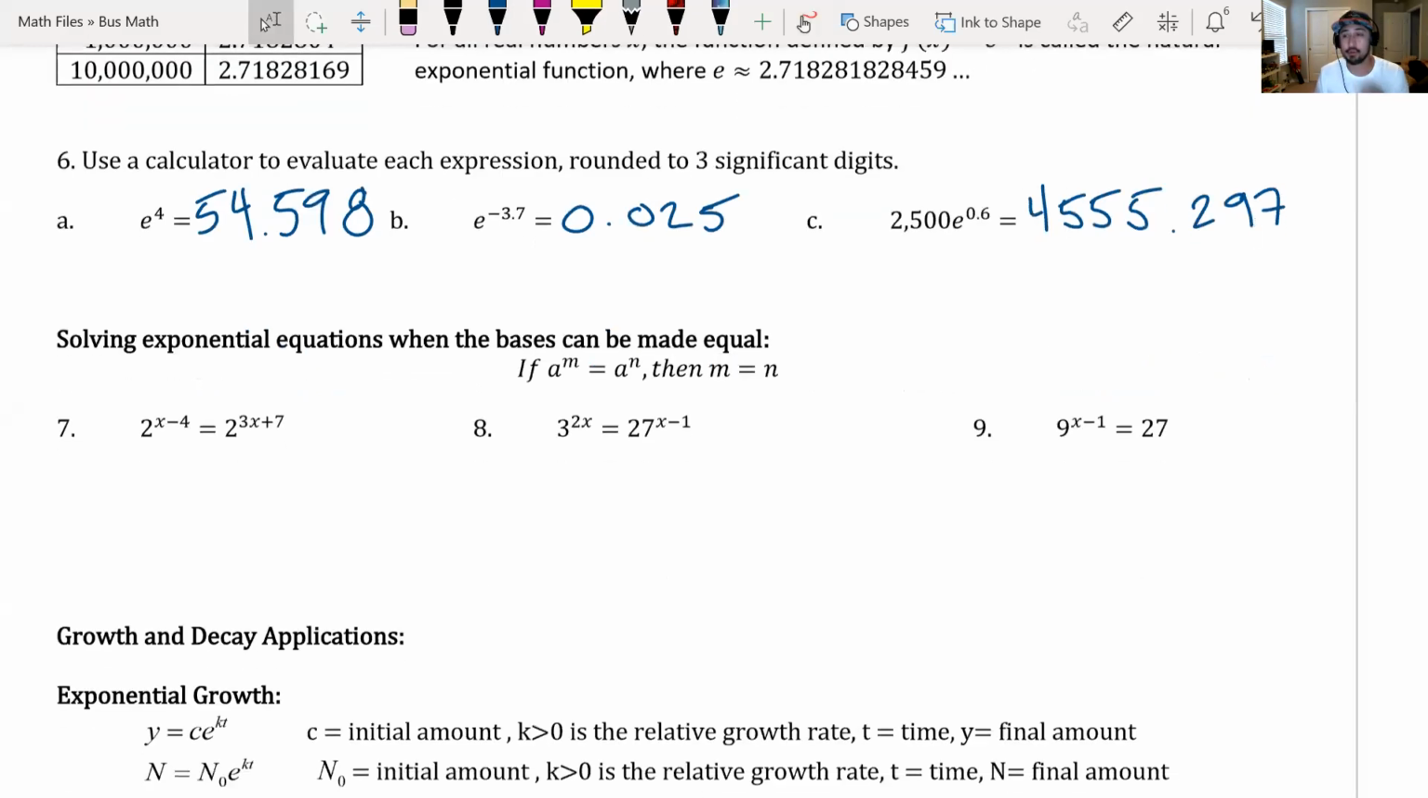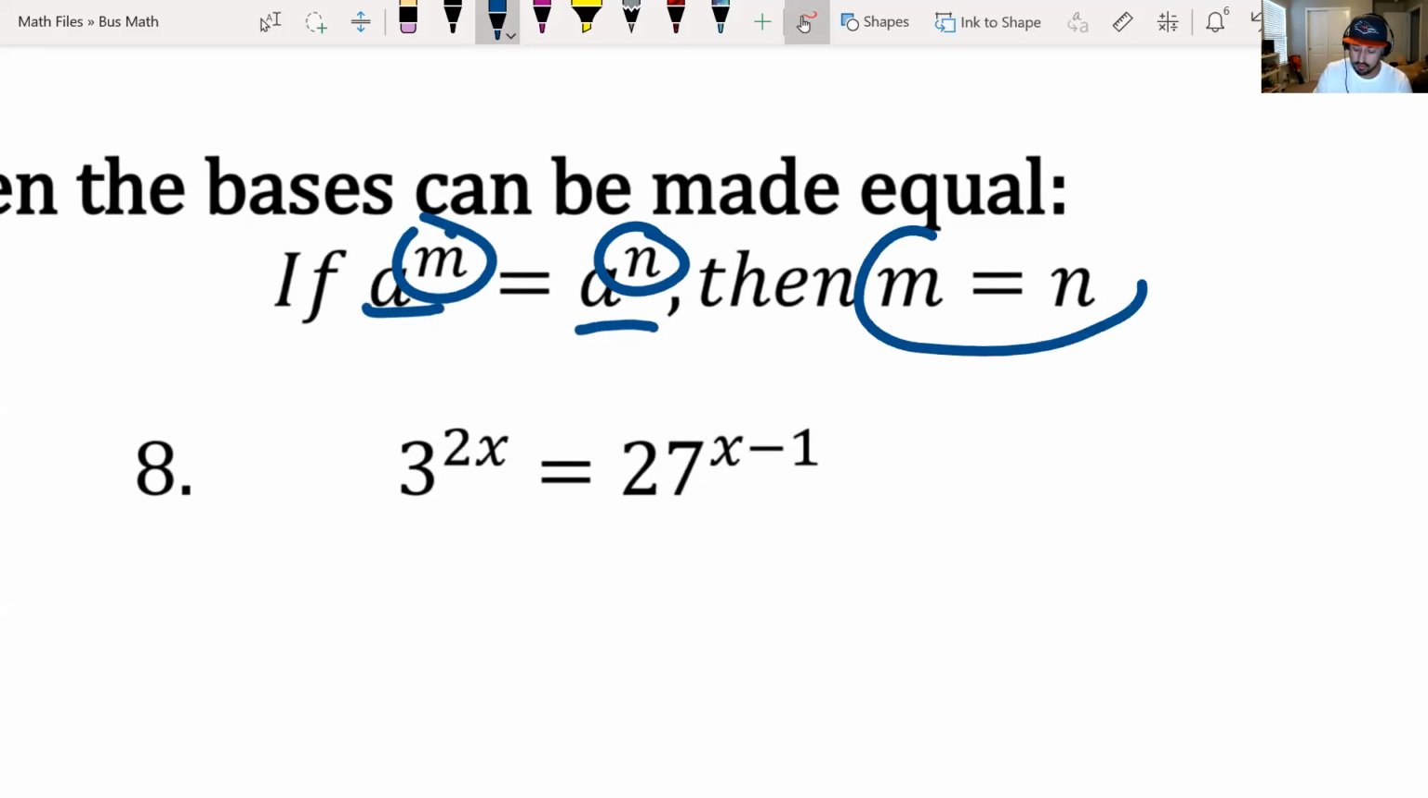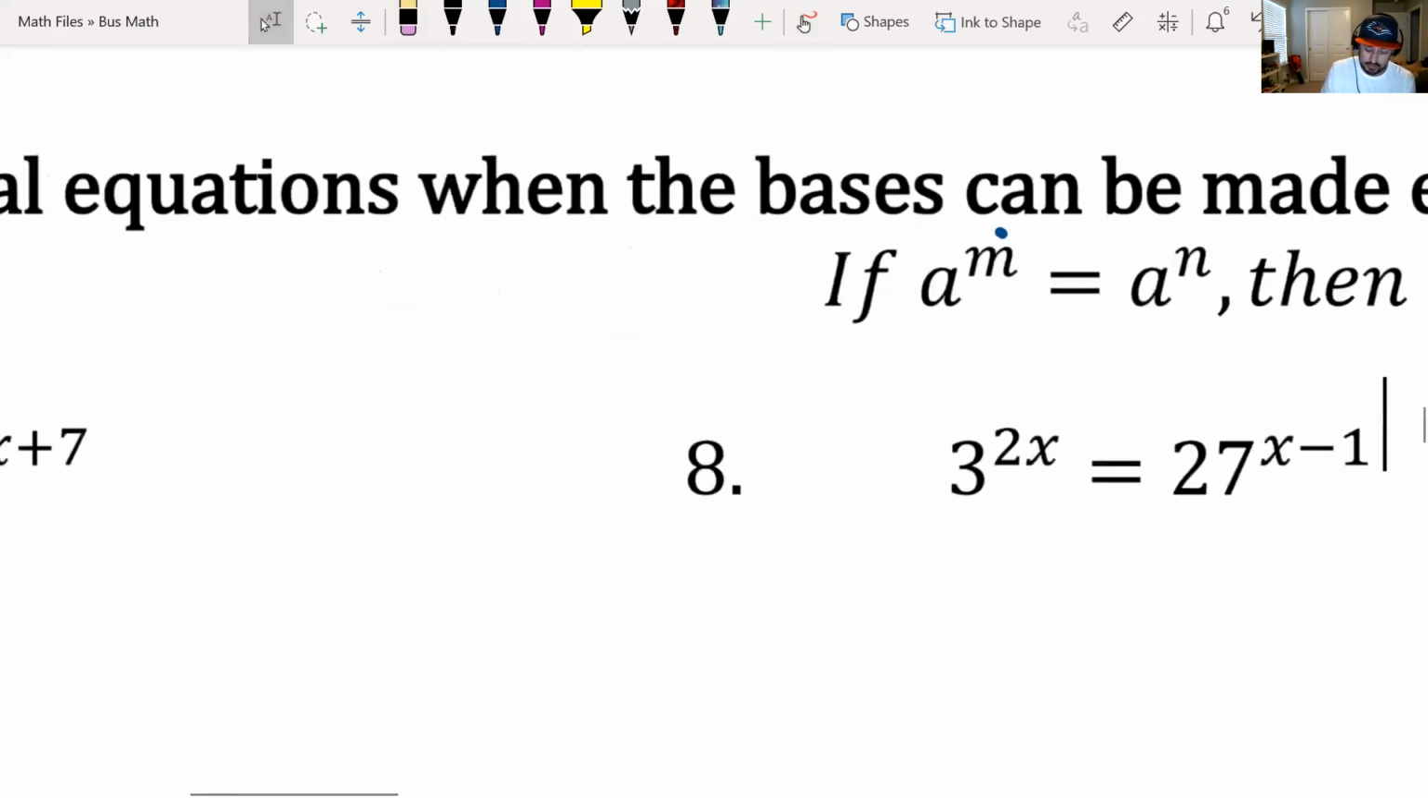Now we come across one more exponential property. Here is one more equality property for exponents. If a to the m equals a to the n, so if you have the same exponential base on both sides, then you can set the exponents equal to each other. Then m will equal n. And this equality property helps us solve for the given variable. So we will use this property on the next examples, just like this one.